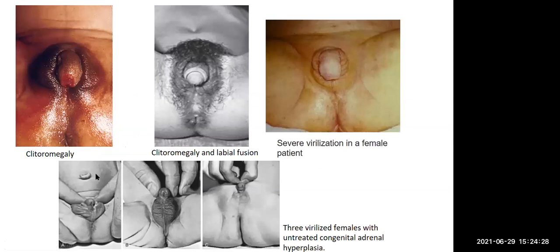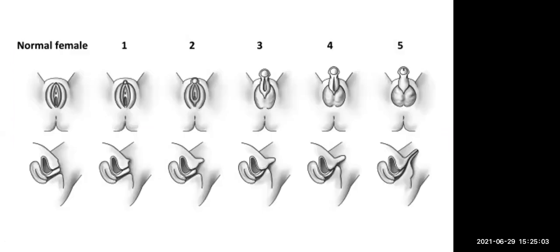Okay, this is just a picture to show you the clitoromegaly. The second picture shows labial fusion, and the third picture is severe virilization of the female infant. In the lowermost picture, we can easily mistake the genitalia for male. If you look at the middle picture, you see there is scrotalization of the labia. The labia look like a scrotum, so we can easily miss that this is virilized.